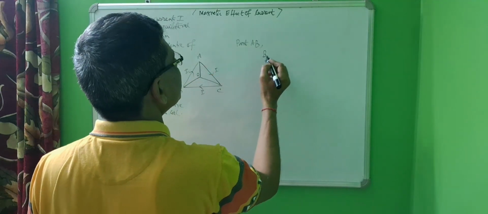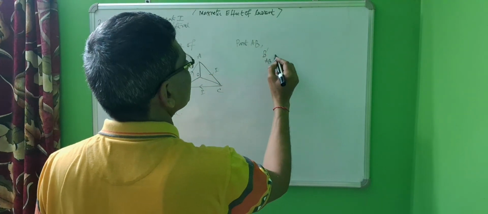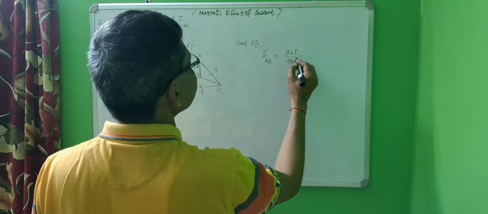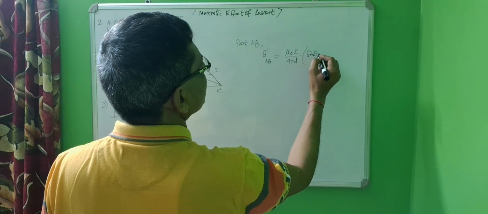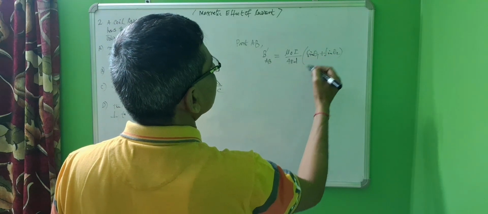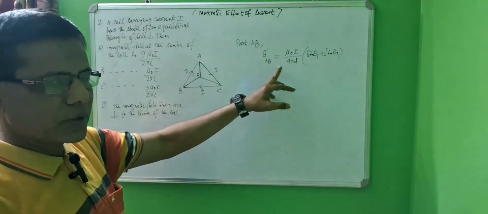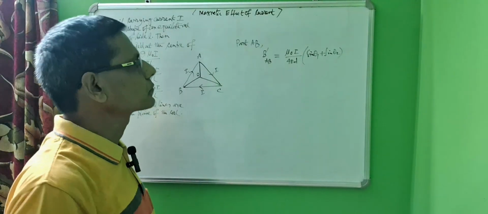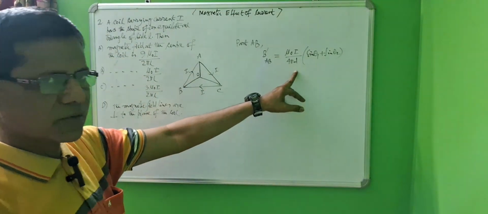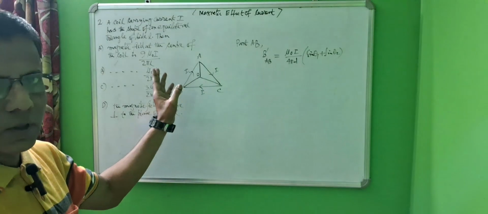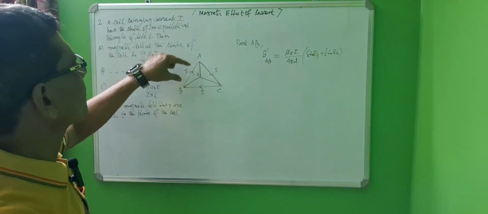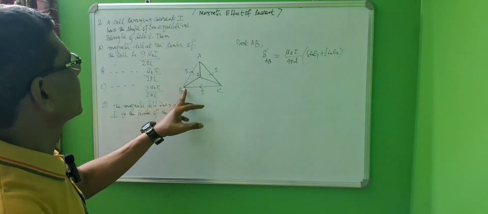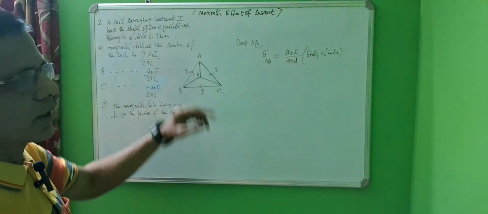B dash for the AB portion equals mu 0 I upon 4 pi D into sine theta 1 plus sine theta 2. This is the result where I is the current, mu 0 by 4 pi is the constant for precise unit, and D is the perpendicular distance from the wire to the center point, where theta 1 is the angle at one end and theta 2 is the angle at the other end.